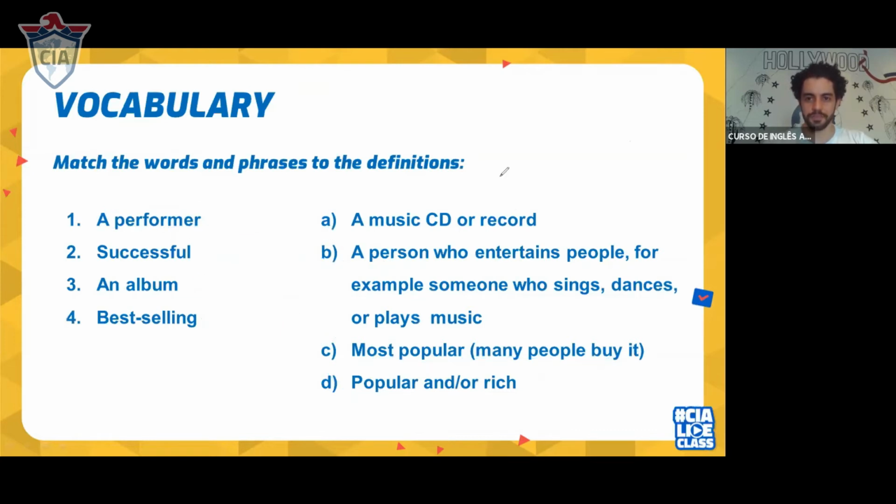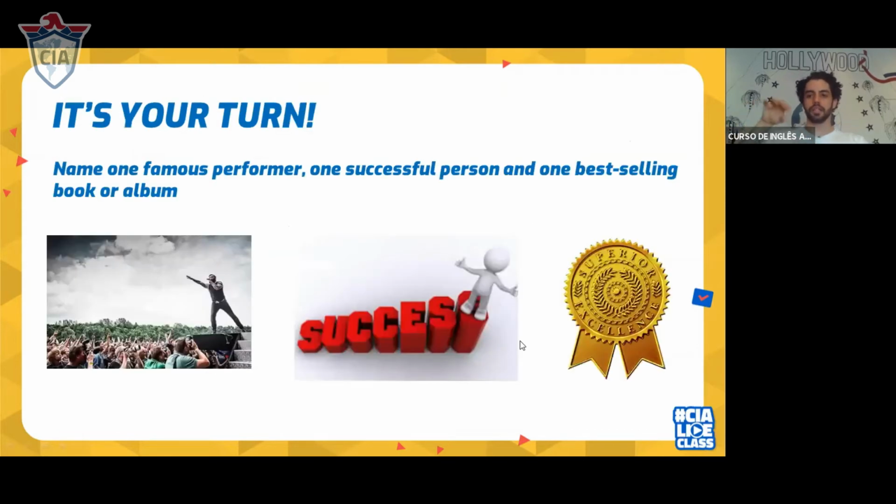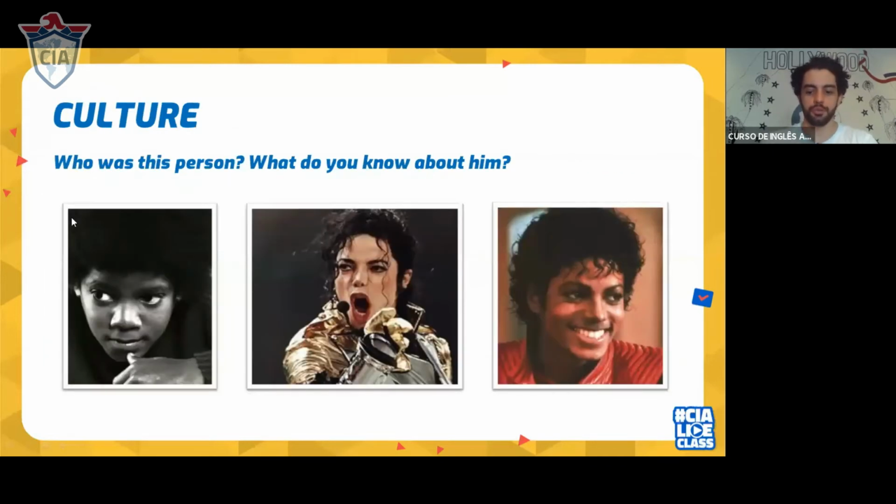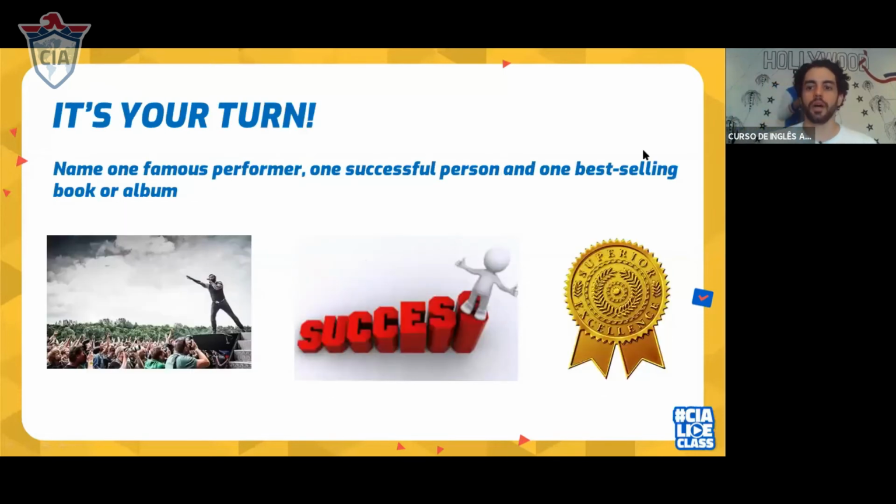Clear all drawings. Okay, now it's your turn. Leave a comment in the chat box naming one famous performer, one successful person, and one best-selling book or album. I'll give you like 30 seconds to think and write the name of one famous performer, one successful person, and one best-selling book or album.